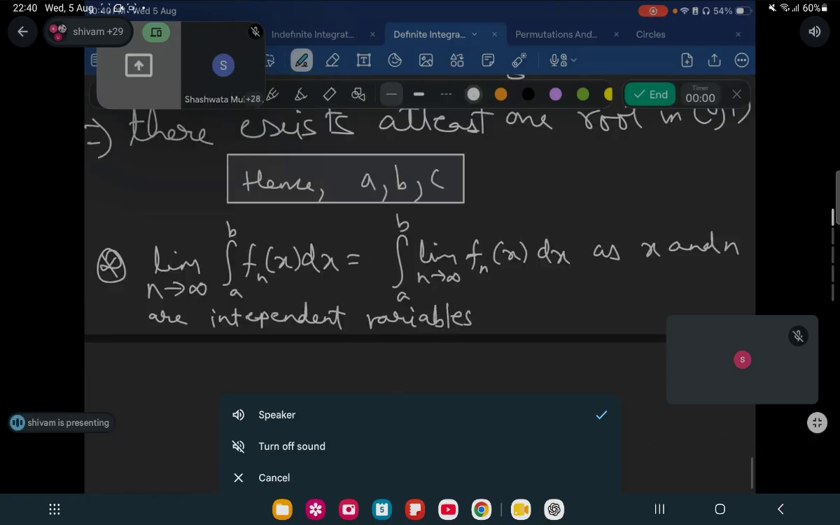Okay, question number 2. Quickly solve. Limit n tends to infinity, integral from minus 1 to 1, 1 minus t by n whole to the power n dt. Quickly solve.